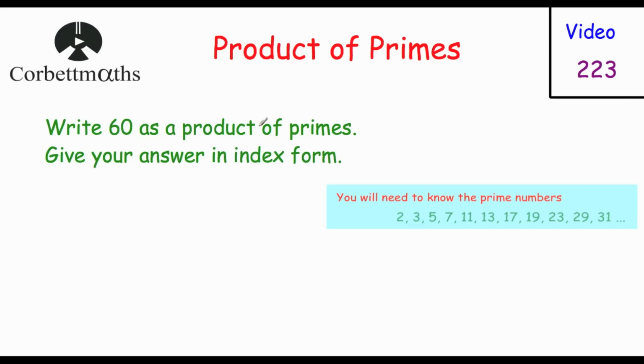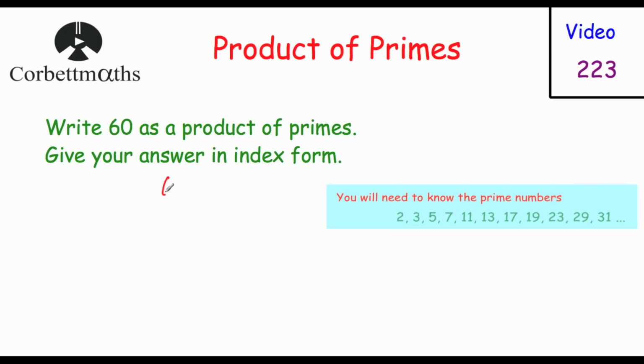So our first question, our example says, write 60 as a product of primes. It's very important that you know your prime numbers, and your prime numbers are 2, 3, 5, 7, 11, 13, 17, 19, 23, 29, 31, and so on. And it's very important you know those prime numbers. So we're going to write 60 as a product of primes, and we're going to give our answer in index form.